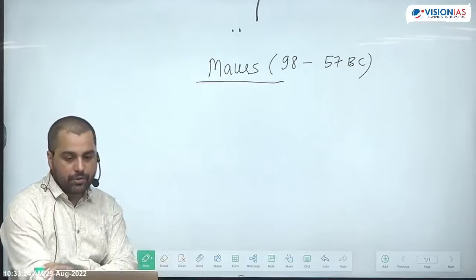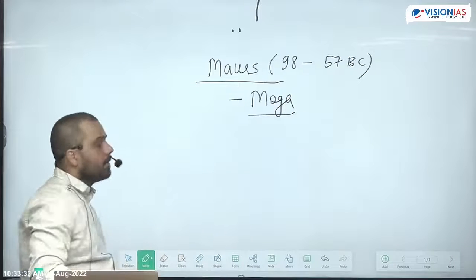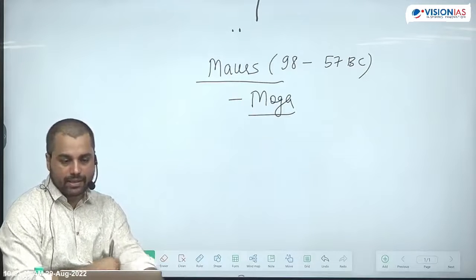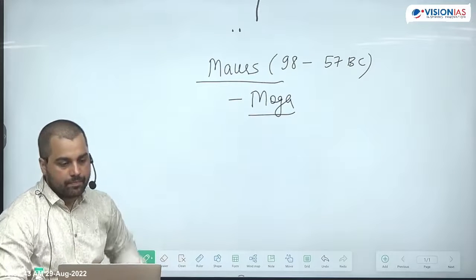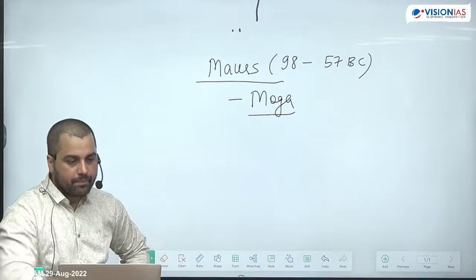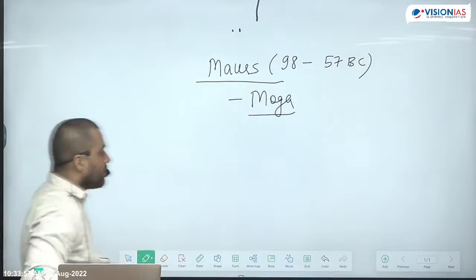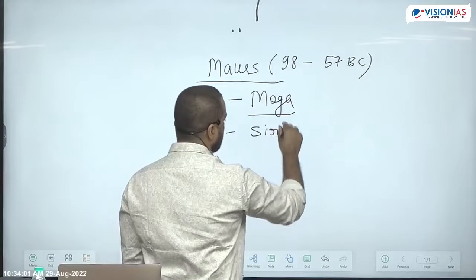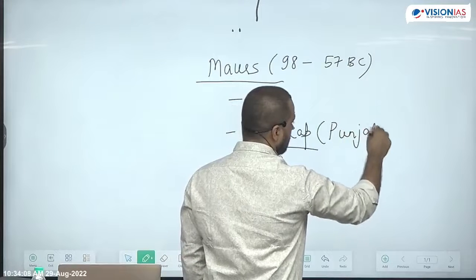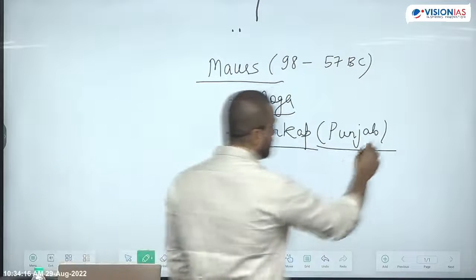Write down, he is also known as Moga, and is considered one of the earliest Indo-Scythian kings. His capital was Sirkap. Right now Sirkap will be in the region of Punjab, Pakistan. So that should in fact be mentioned here.